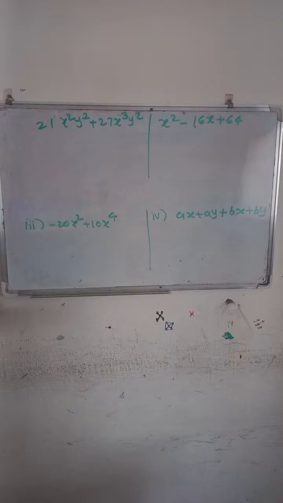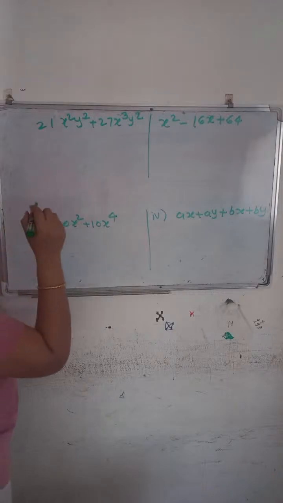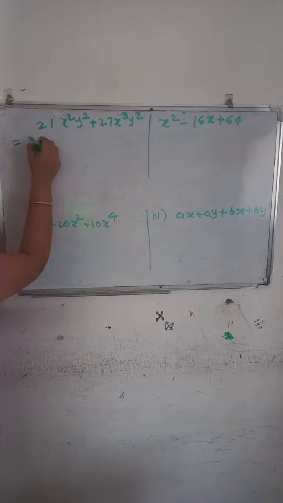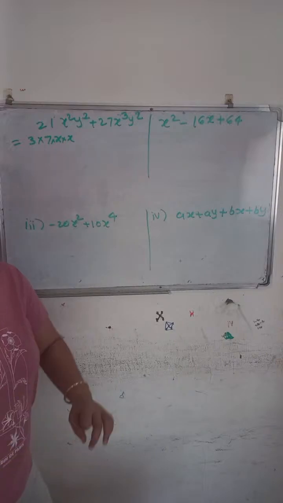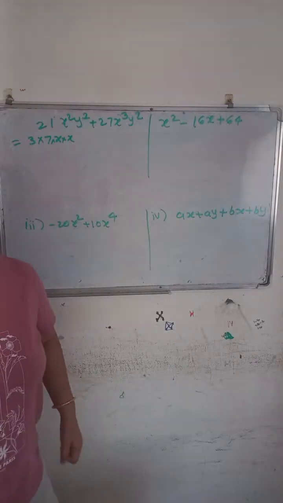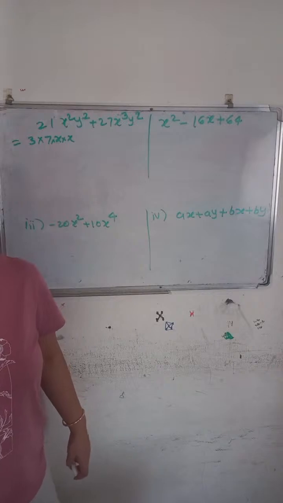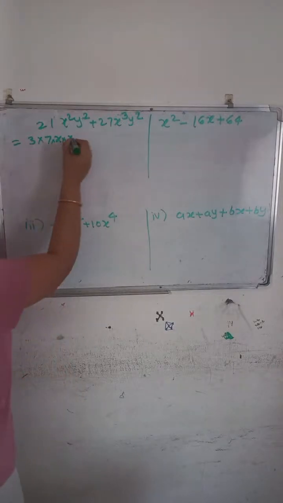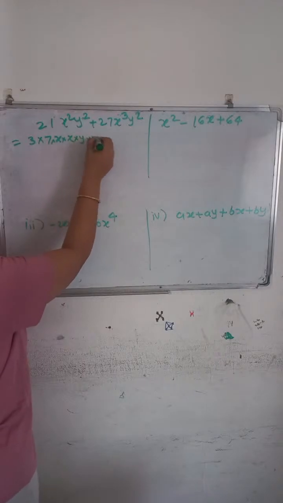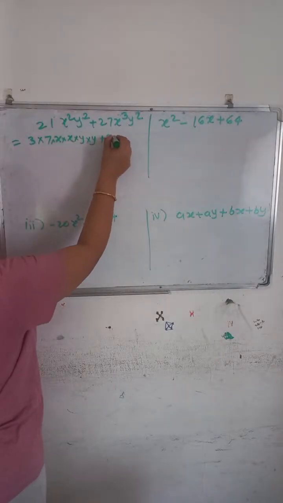So 21 and 27 are in the 3's table. 7, and multiply x into x. As it is an MCQ, no steps are required. You can take the direct common term, but I am solving step by step. So keep a habit for at least this year. Next year you can take directly common, no one will ask, because this chapter is nothing but factorization.